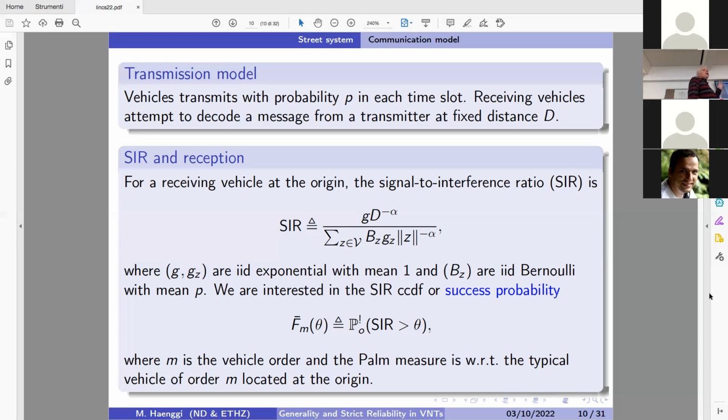We would like to know the distribution of this random variable, the SIR complementary cumulative distribution. It is also often called the success probability because it quite well represents the probability of a transmission success. We have to condition on a vehicle at the origin, but we don't want to include it in the interference. That gives the Palm measure that we are interested in, and m indicates the vehicle order. So we can analyze the general vehicle where m is 2, T-junctions, four-way intersections, and so on.